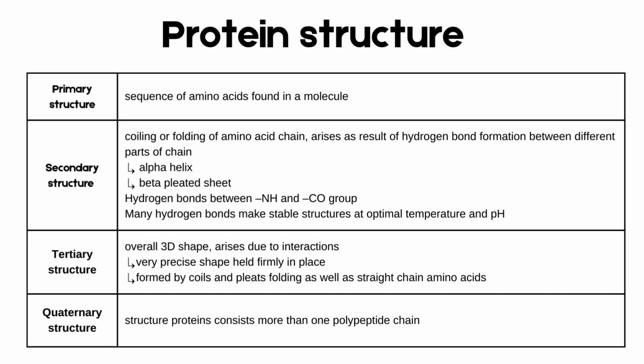Tertiary structure, the precise 3D shape, formed as helices and sheets fold further. This is held together by interactions like hydrophobic and hydrophilic interactions, disulfide bridges, ionic bonds, and hydrogen bonds. Quaternary structure, when more than one polypeptide chain comes together, like in hemoglobin.